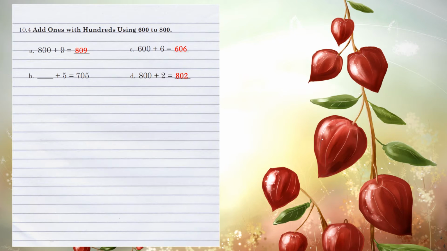Example B. What number plus 5 equals 705? Again, we notice that the 5s are the same, so what number would we have to add to 5 to give us 705? That would be 700.